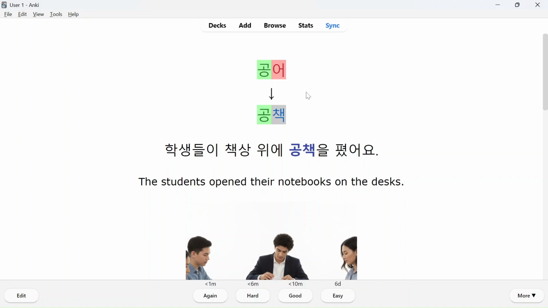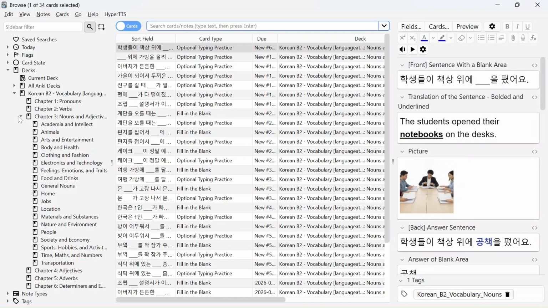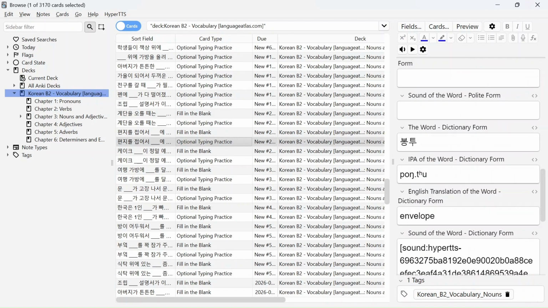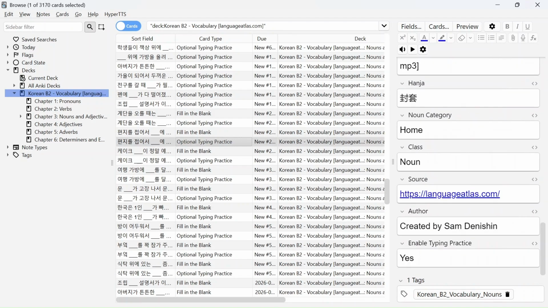Now, let's say that for some reason you regret your choice and you want to go back to the first card type, which was the simple fill in the blank one, so you didn't have to type. How would you do that? So you go to Browse, you will click on the Korean B2 vocabulary Anki deck. Click on any card, it doesn't matter which one. And over here you can see I have the word yes. Now I want to get rid of all of these yeses, but doing this one by one will take a very long time. So how do you do that in a faster way?